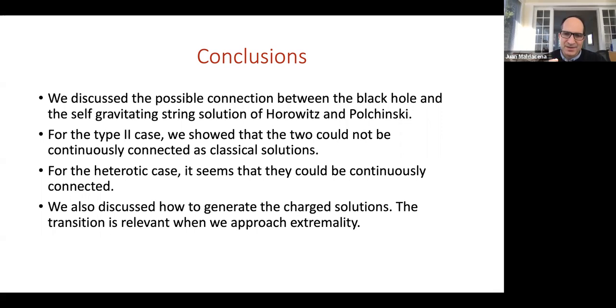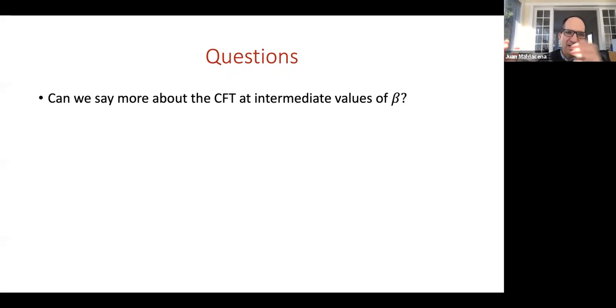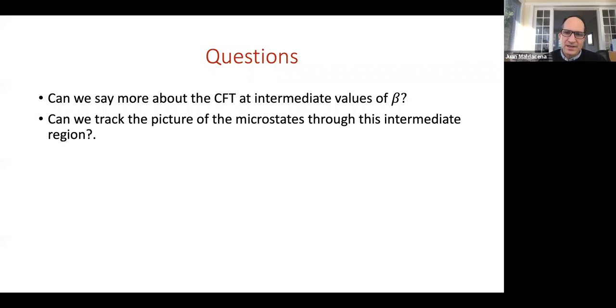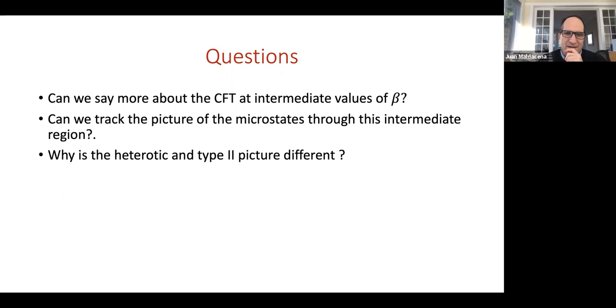So there are many questions for the future. Can we say more about the CFT at intermediate values of beta? I think this point was clear in the questions you were asking me. And can we track the picture of the microstates through this intermediate region? That's another question. And one question is, why is the heterotic and type two picture different? I would have expected that either the two are connected or the two are not continuously connected, but why should they be different? Thank you.